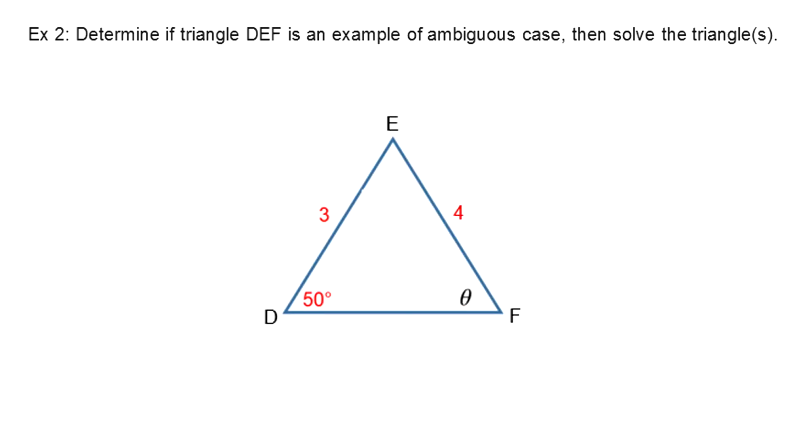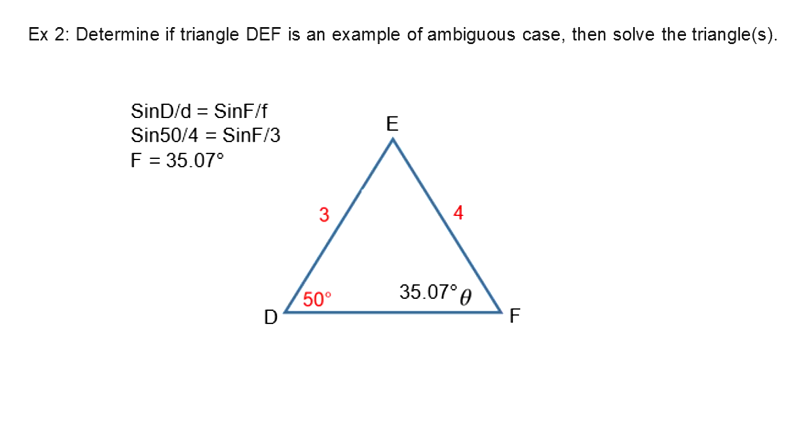In triangle DEF, we use sine law to determine angle F, which gives us an angle of 35.07. With this information, we can find the rest of the triangle. Now that this triangle is solved, we can check for ambiguous case. In this case, the unknown angle is not across from the largest known side, so there is no ambiguous case.